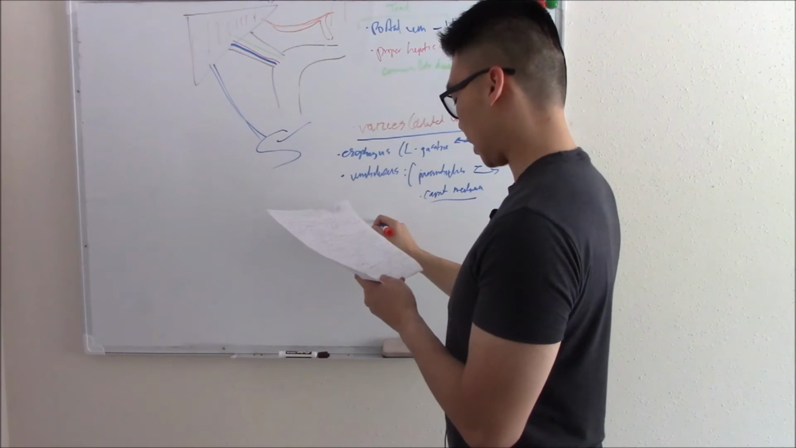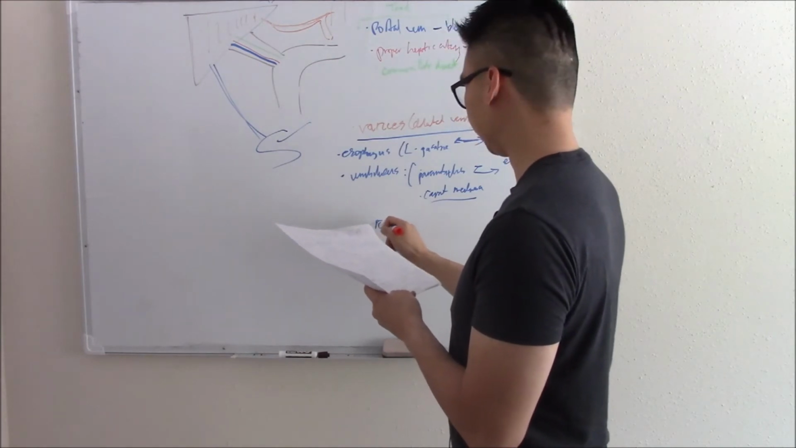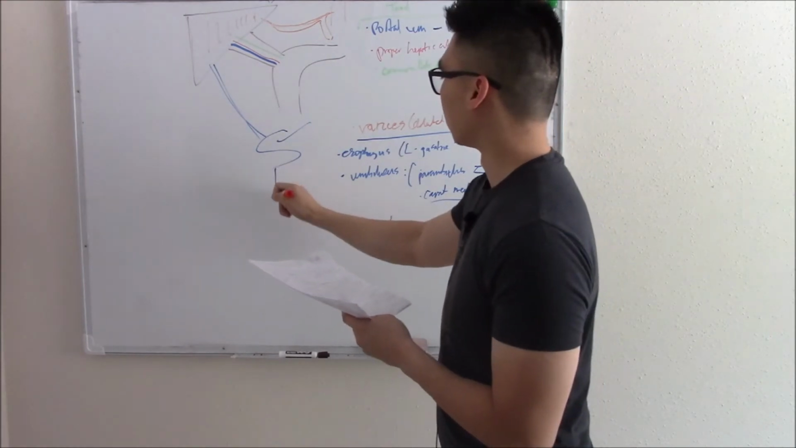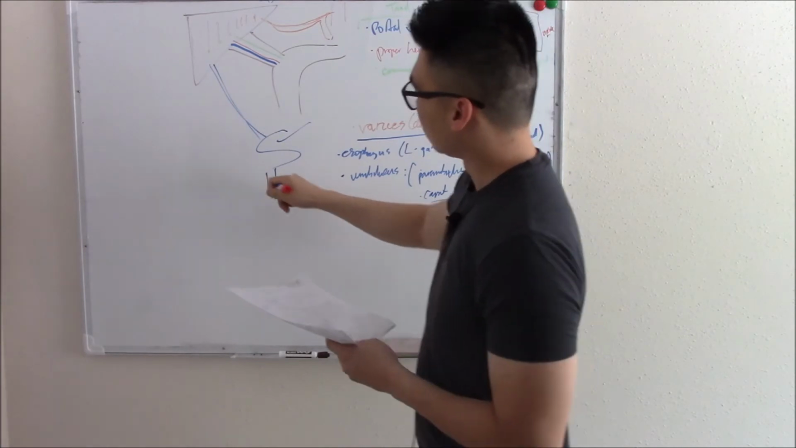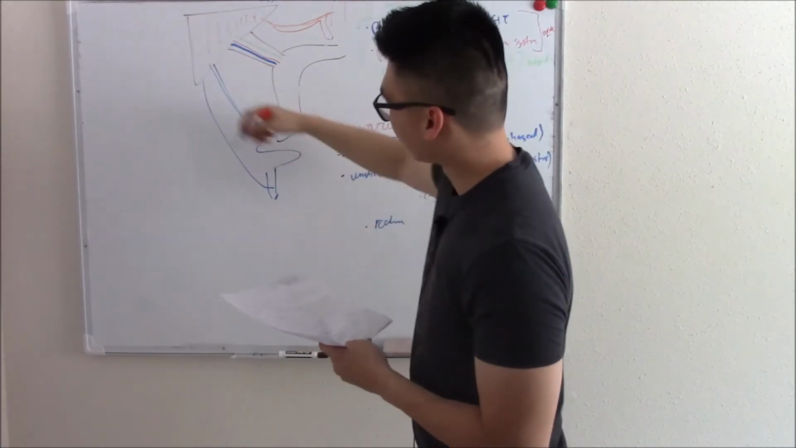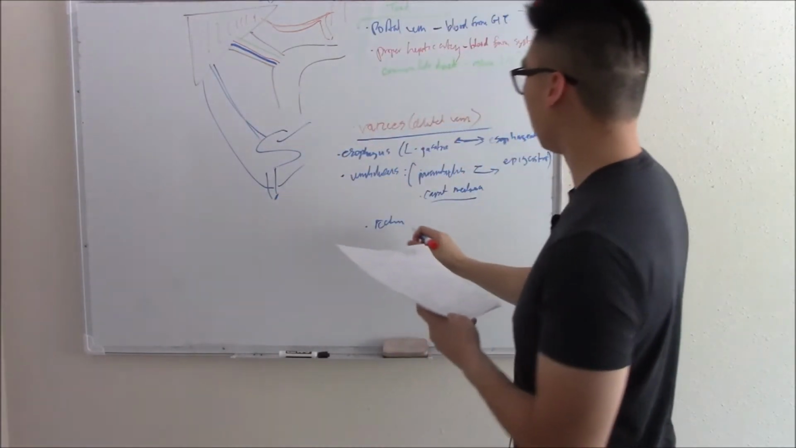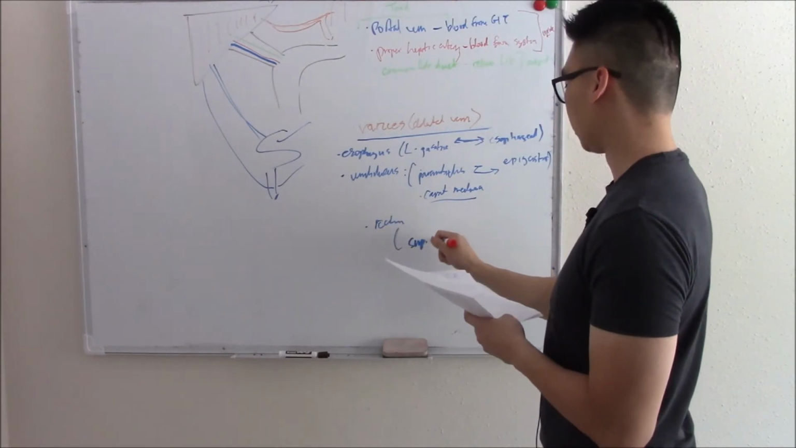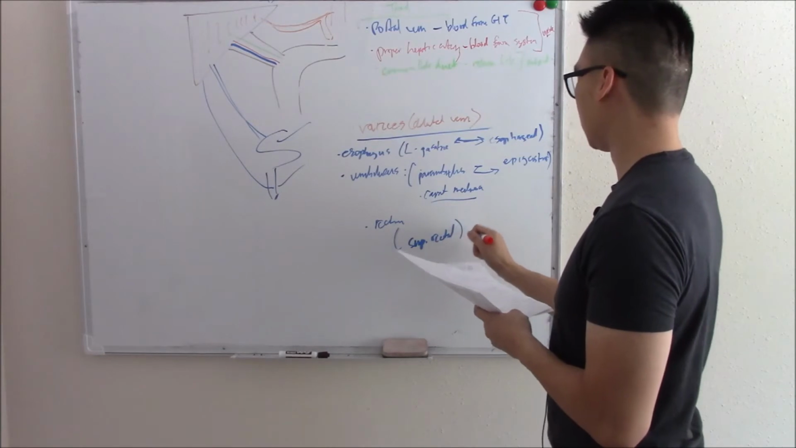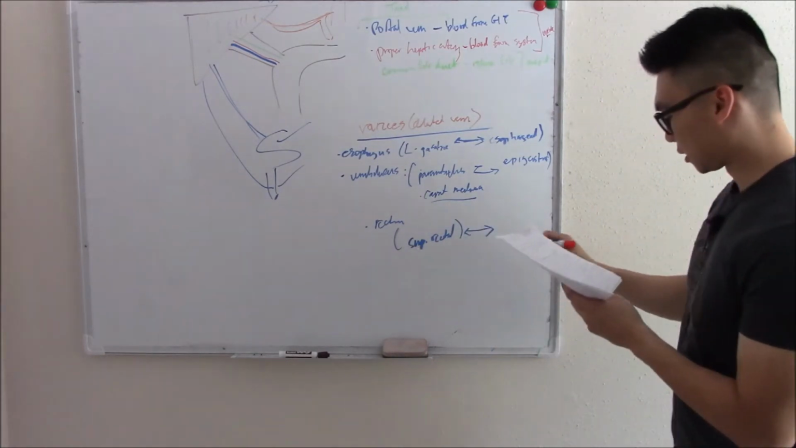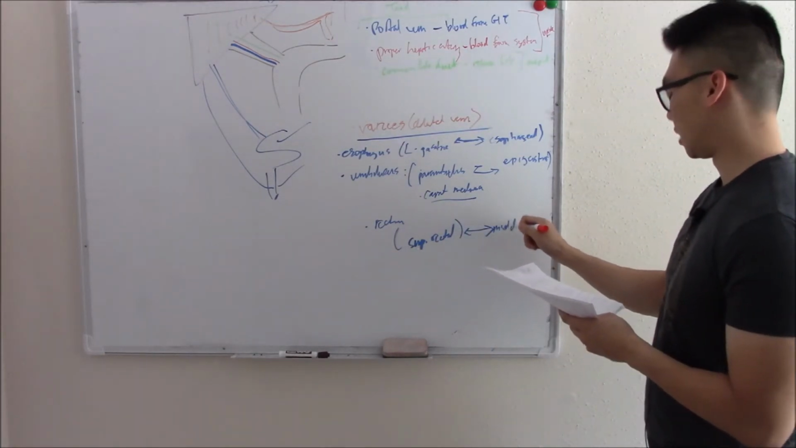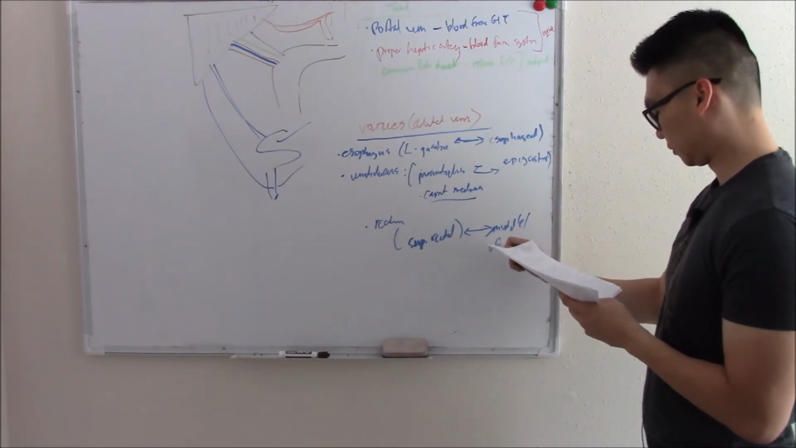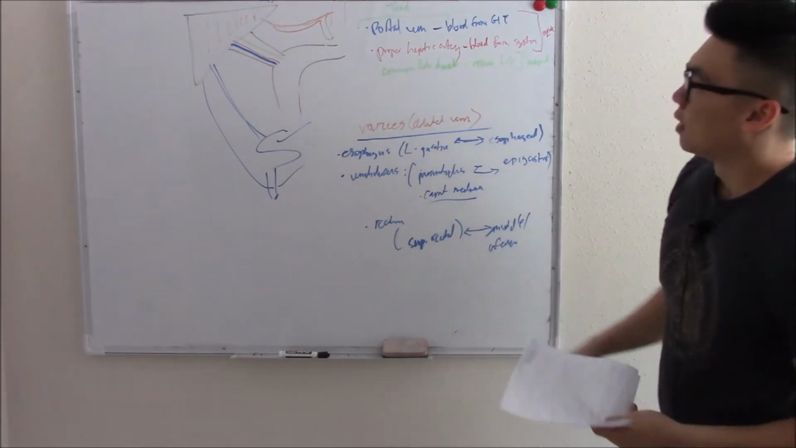Lastly, in your anal region, in your rectum, you have a vessel that goes to a branch that goes to your liver, and a branch that goes to your heart. The branch that goes to your liver is your superior rectal. The branch that goes to your heart is going to be the middle and the inferior rectal.